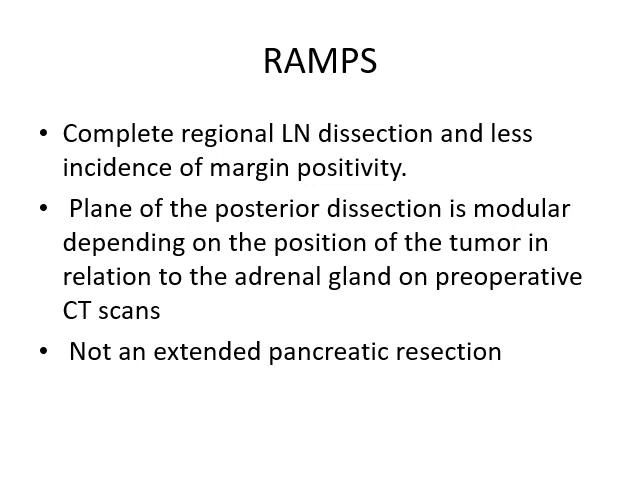RAMPS is my preferred technique. Usually there is complete regional lymph node dissection, with less incidence of margin positivity. You go from medial to lateral: you dissect the splenic portal vein confluence from the neck of the pancreas, then you cut the neck of the pancreas, and then you mobilize the gland from medial to lateral. And at that time, if there is a posterior invasion, like in the Gerota fascia or posterior peritoneum, you can take it safely and do adequate lymph node dissection.